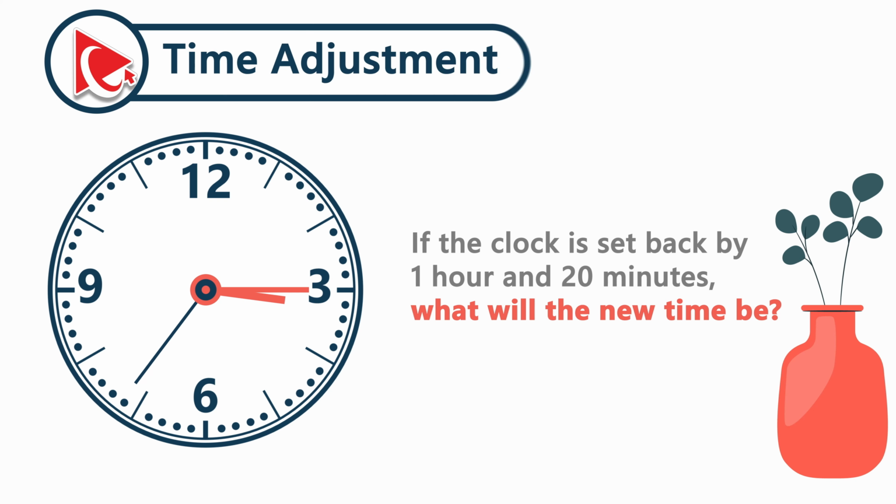In this question, you're presented with an analog clock, which shows the current time. And you need to do the calculations for the time adjustment to determine the new time. If the clock is set back by 1 hour and 20 minutes, what would be the new time?